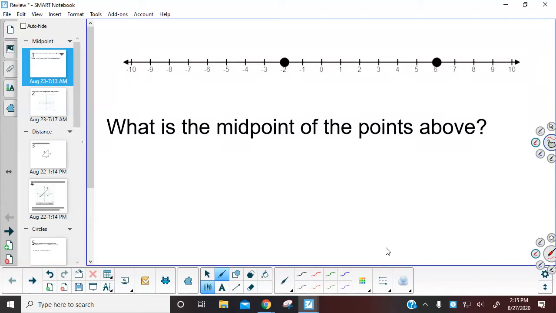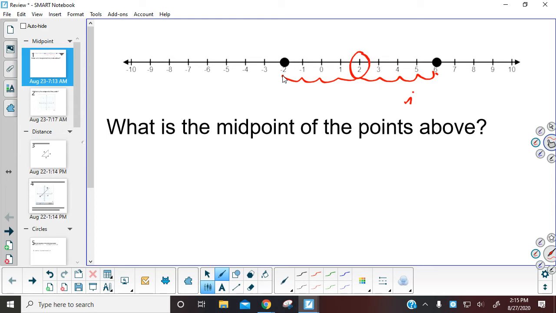Most of the time when people are looking at a number line and trying to discover the midpoint, one of the ways that they do it is they start at each point and count in simultaneously from each side, recognizing that that midpoint is at 2.